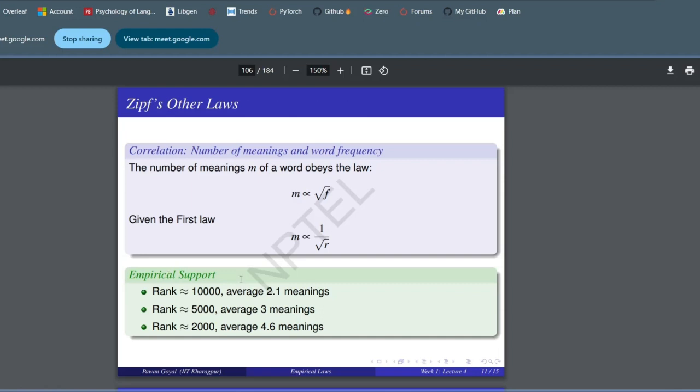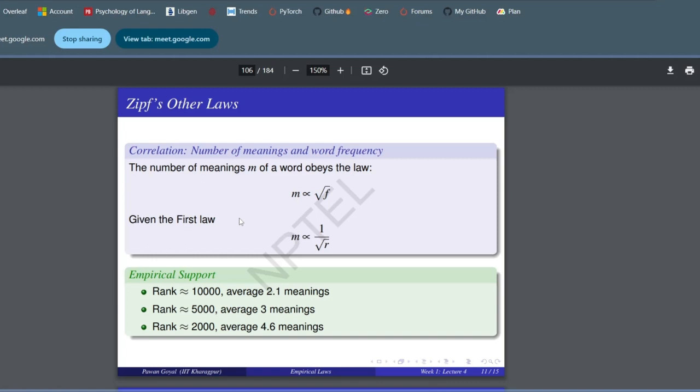So empirical support is, just a second. These are things that have been observed in experiments. So this is not a direct evaluation. That is not something that you put in the formula and you got this. These are empirical evidences that coincide with the results of the law as well.